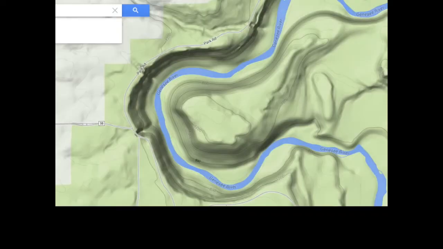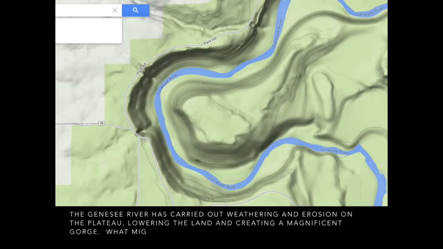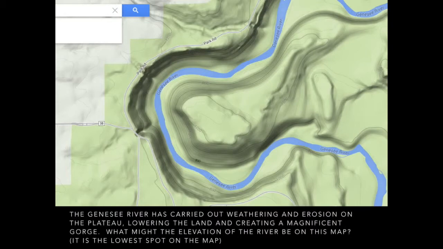So here we are, a Google map view of the Genesee River in part of Letchworth State Park. And the Genesee River has carried out weathering and erosion on the plateau. So weathering and erosion lowers the land. Weathering breaks down the rock, erosion transports those broken rock fragments away. And it's created a magnificent gorge in the process over years and years of time. We're going to be learning how to find out the low spot on a map, and we're going to be determining the lowest spot for that river over there.